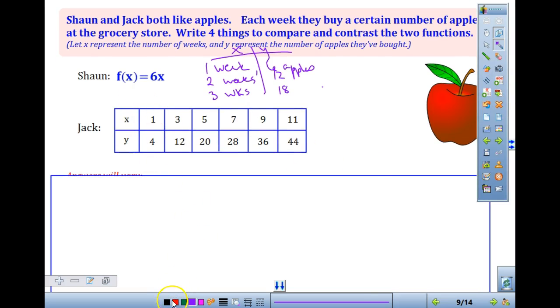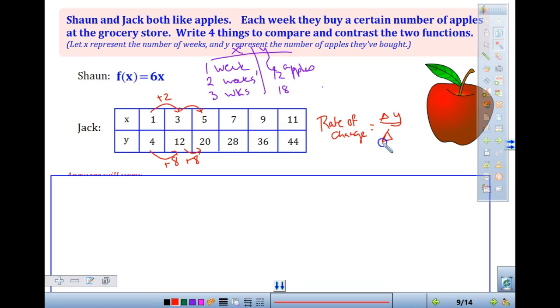So then I look at Jack's situation, and Jack has 1 week 4, 3 weeks 12. And so we start looking at this, and it looks like as x increases by 2, our y increases by 8. Okay? And again, when we think about functions and linear, nonlinear, we might think about our rate of change. What is our rate of change? Times 4. So we are looking at the change in y, delta y, divided by change in x.